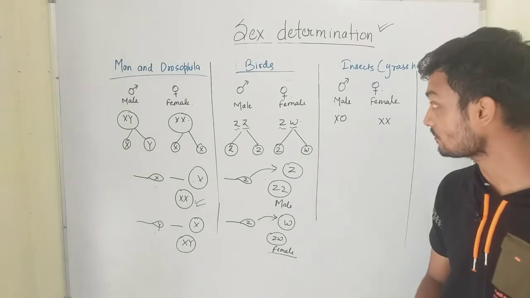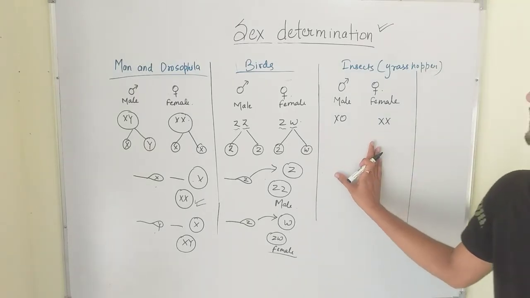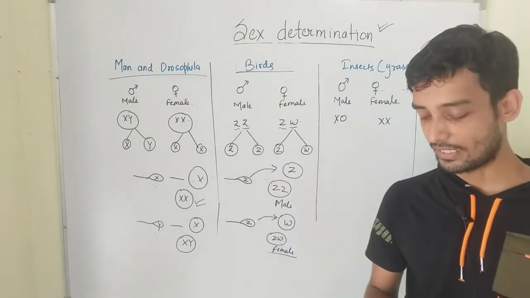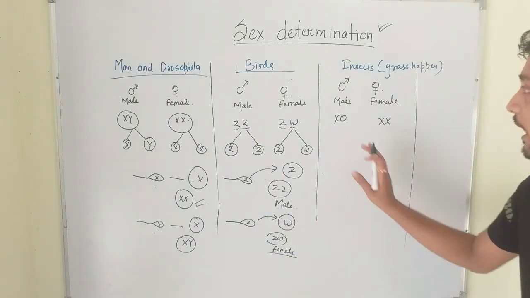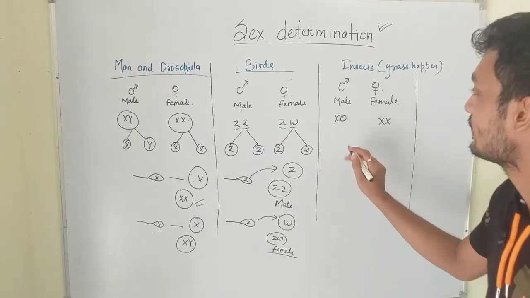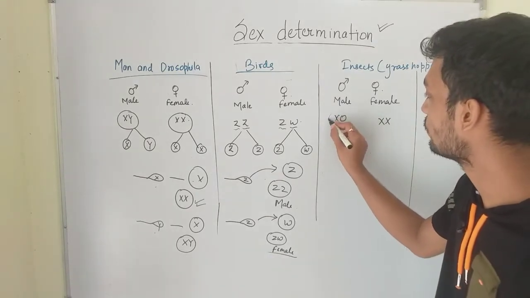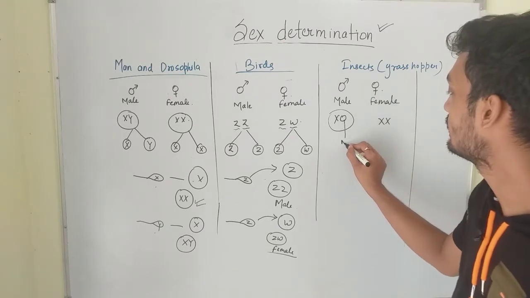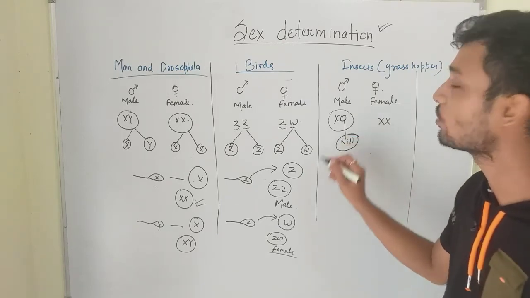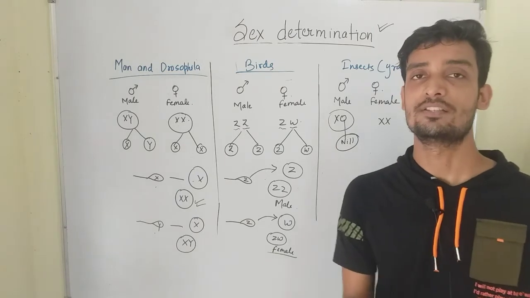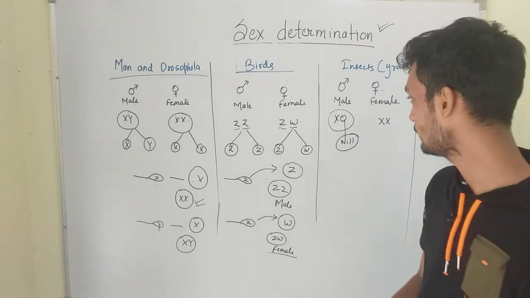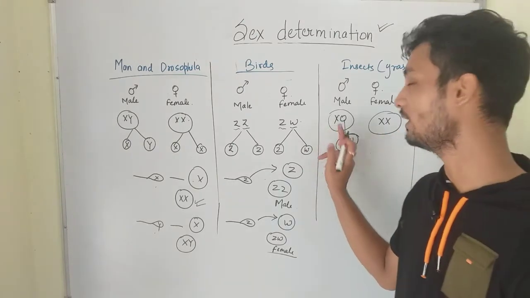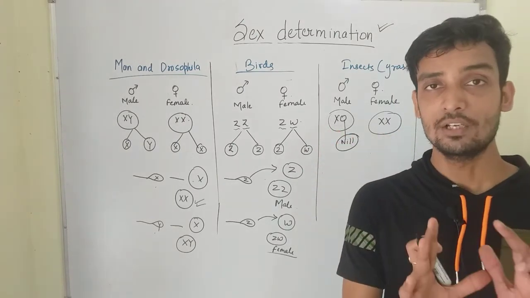The case of insects is very different from man and birds. What happens? In insects, the male contains only one X chromosome. This is not zero chromosome, this is nil, there is no chromosome, that's why we are symbolizing it with 0. The male contains one X chromosome and the female contains two X chromosomes.